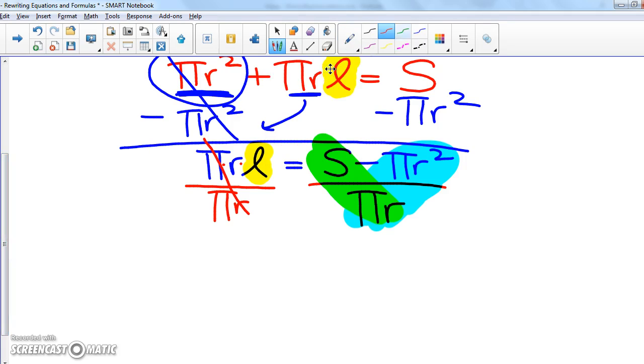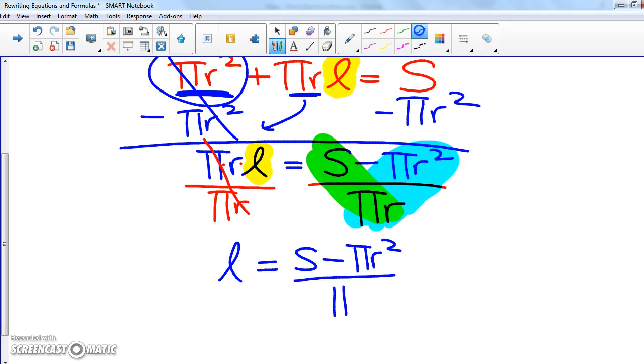So my answer, I don't have to actually do anything else at this point. It's L equals S minus pi r squared over pi r. Okay, you don't have to simplify that. That's your answer.